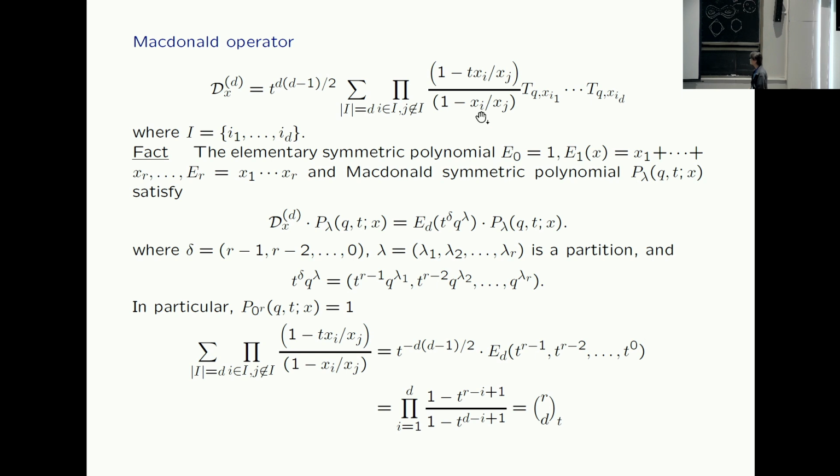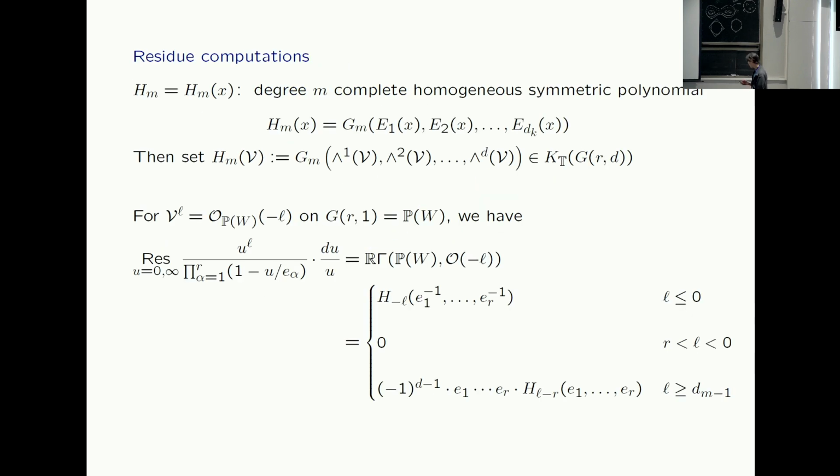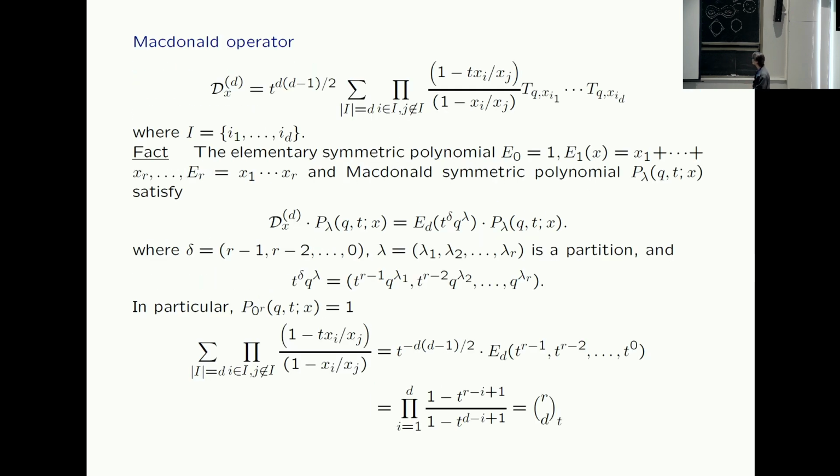And then it is known that the elementary symmetric polynomial and the Macdonald symmetric polynomial satisfy this equation. Macdonald symmetric polynomial is an eigenvector, and the elementary symmetric function is the eigenvalue. Then we specialize this equation. Let delta be this partition, and lambda be an arbitrary partition, and we set t to the delta and q to the lambda in this way. Then in particular, we take lambda equal to the empty set.